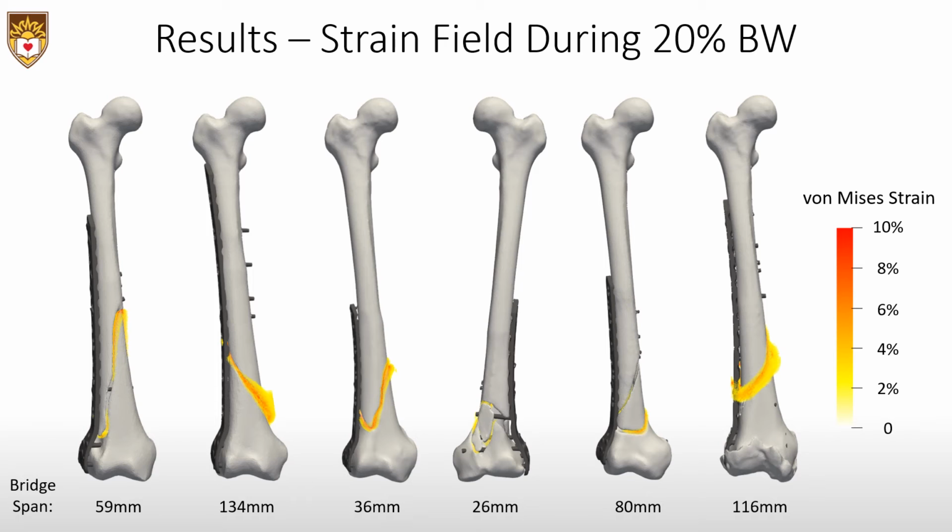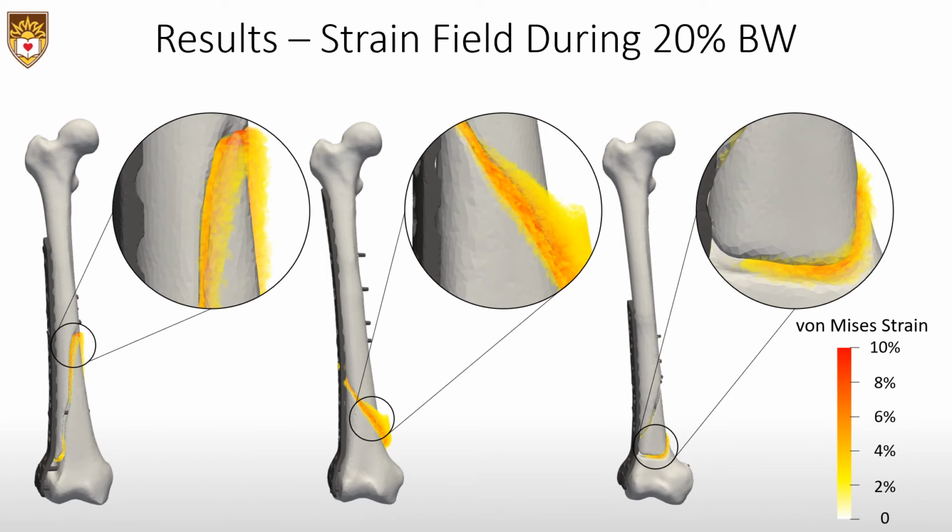Now let's take a closer look. Clearly, there are large regions of strain stimulation that can drive the formation of callus, and locally, we can see some hotspots that are exceeding the threshold of 10%. Next, we'll take a look at the quantitative distributions of strain.